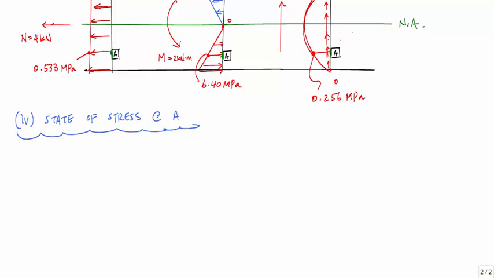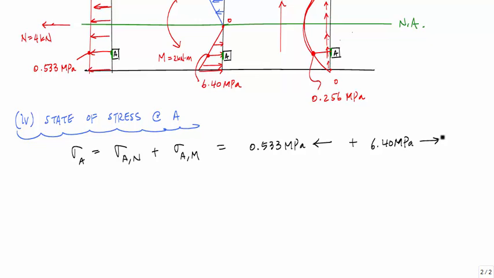So my total normal stress at A is equal to the normal stress due to the normal force plus the normal stress due to the bending moment. In this case, this is 0.533 MPa causing tension, or acting away from the face of A, this green cut face, plus 6.40 MPa causing compression on that green cut face. When I add this up, it's going to be a difference, and the result is 5.87 megapascals causing compression on that green face of A.